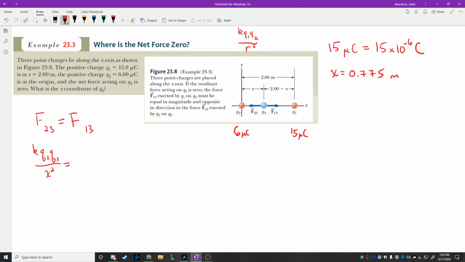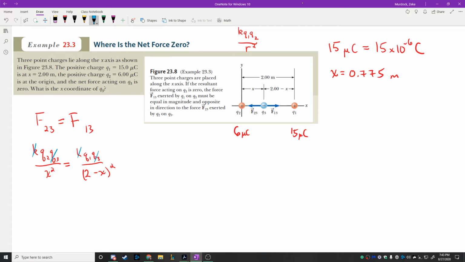And then for the force between 1 and 3, it's going to be k times Q1 times Q3, because it's 1, 3. And we divide that by the distance between these two, which is (2 minus x) squared. You need to square the whole thing, of course. And that's 2 meters right there, but just for clarity, I'm not going to put it in there, because this is mostly just math from here. And you just start canceling stuff. Just cancel, cancel, cancel, cancel.